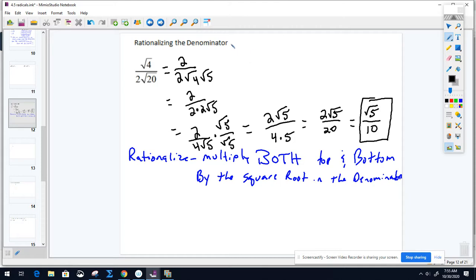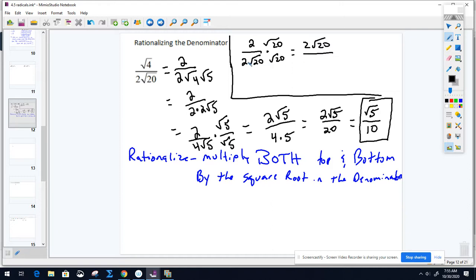Now, for some of you that aren't great with simplifying right off the bat, I could have written this as 2 times 2 square root of 20, and I could have multiplied top and bottom by square root of 20. So on the top, I would get 2 square root of 20 all over 2 times square root of 20 times the square root of 20, which is just 20. All you do is write the number once and the radical disappears.